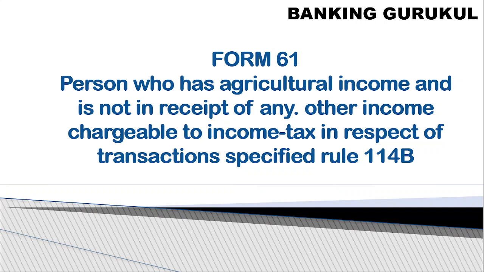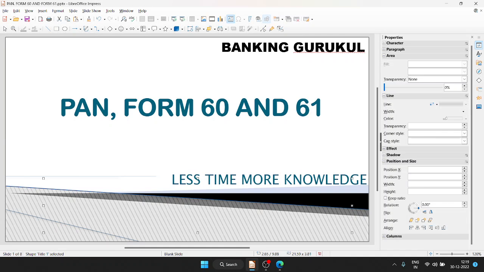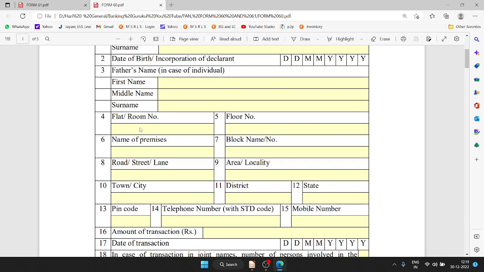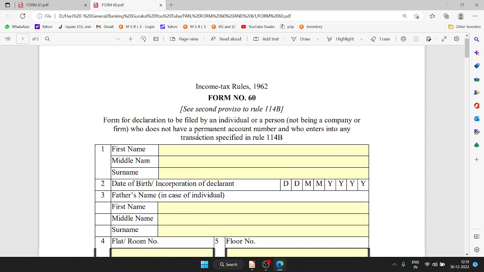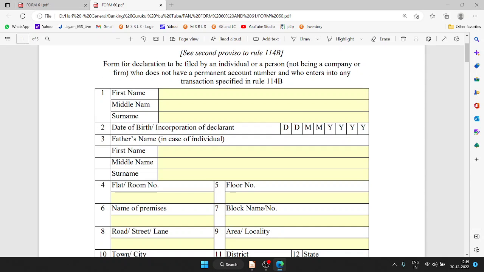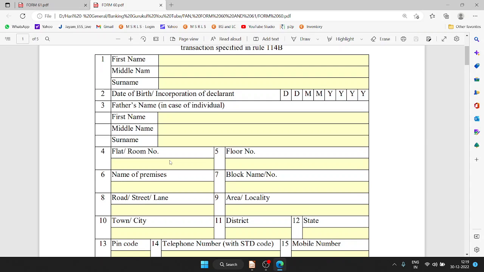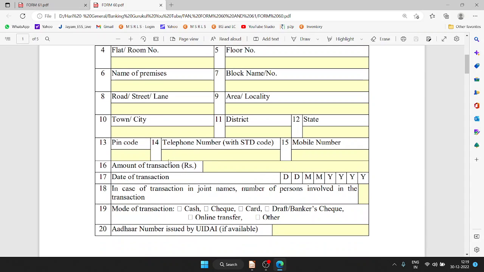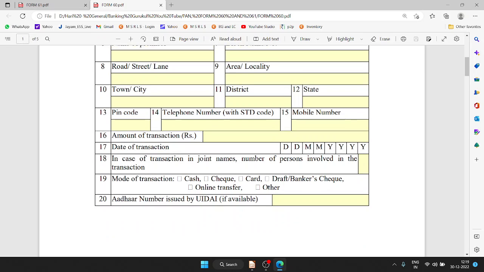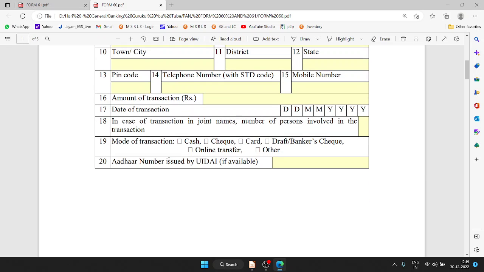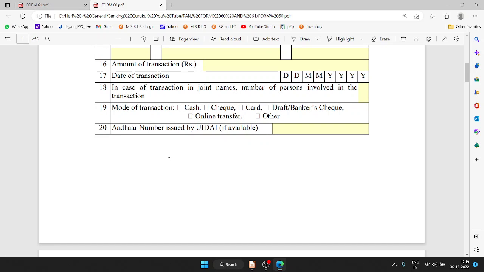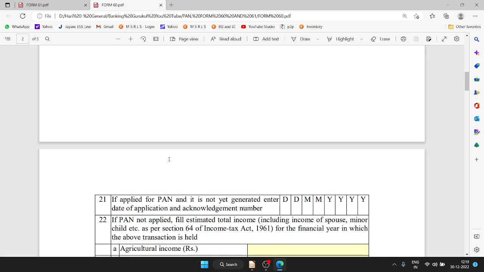So now we know what PAN is and what Form number 60 and Form number 61 are. I'll show you sample Form 60 and 61 for your reference. This is Form number 60, where the individual will fill in the entire details: name, middle name, surname, date of birth, father's full details, address, telephone number, amount of the transaction, date, and transaction mode, whether cash, cheque or card, and your Aadhaar number. Everything you have to mention in Form number 60.